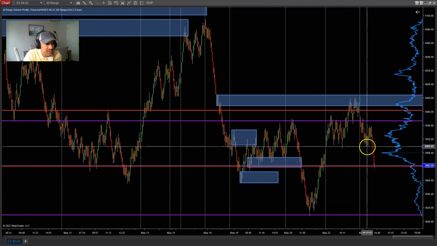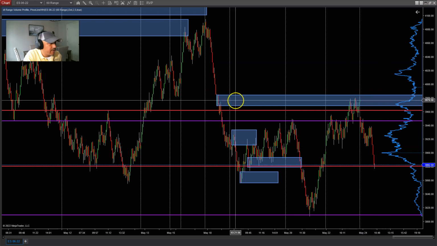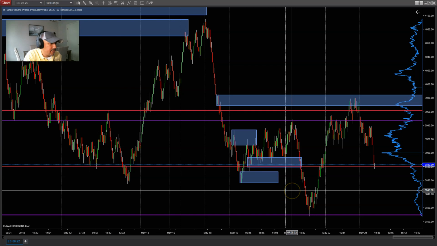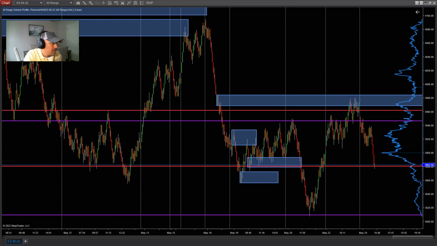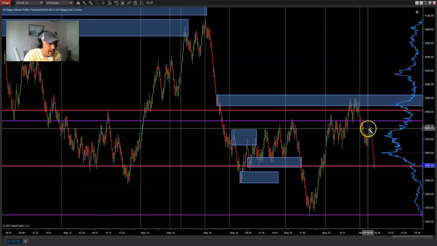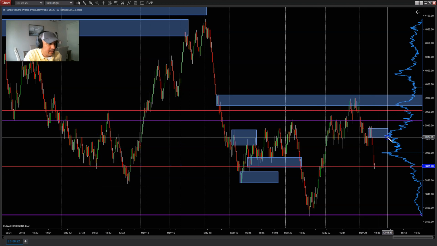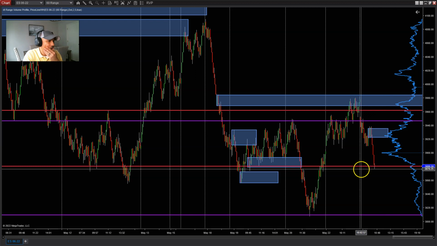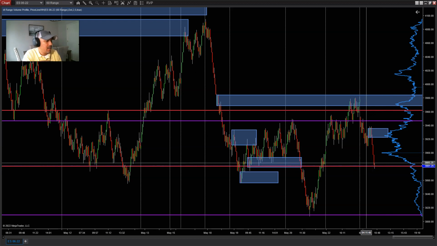This is a resistance right here. This area right here, I'll mark it so we can actually see it. I've got so many things marked in my chart here. This area right here, this is supply. If price pulls back into this zone, this would be supply right here. So right now, we'll see what happens. We'll definitely see what happens.